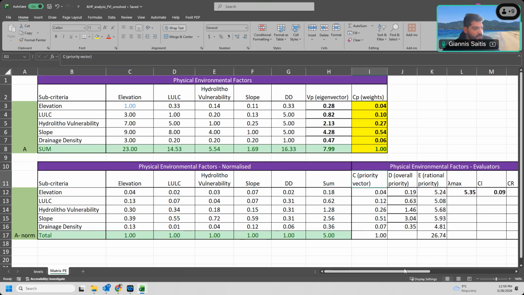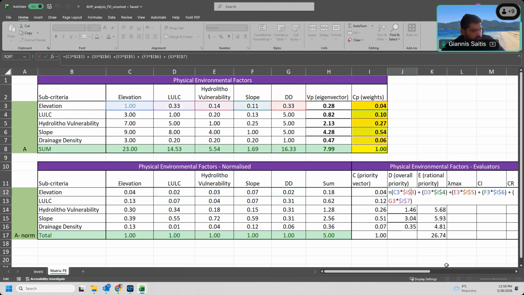So here we have the priority vector. The priority vector is the average of the normalized values that we used for a specific criteria. Okay, I know I did something. So this is the priority vector. You need the priority vector in order to calculate the overall priority.